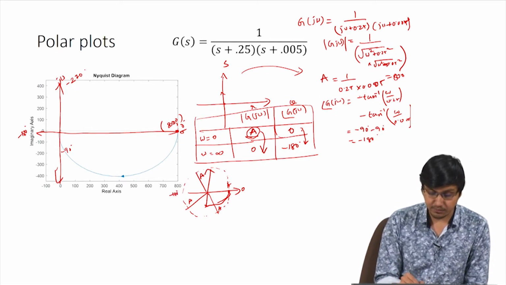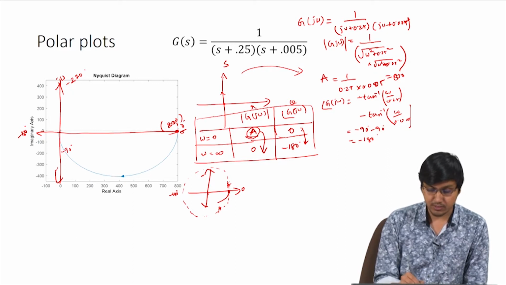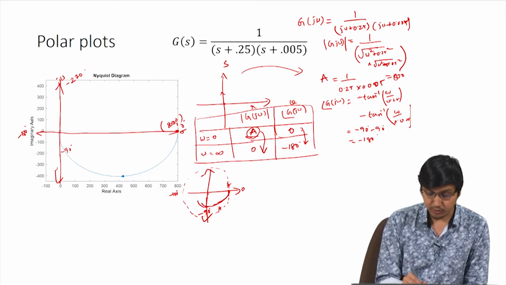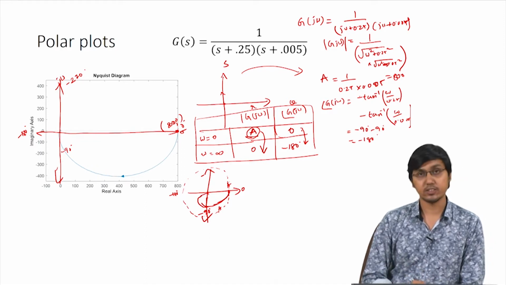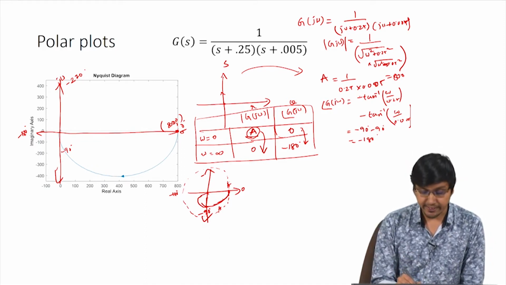So basically it comes, and maybe I will remove all this, yeah, now this is better. So the magnitude decreases and the angle also changes to minus 180 degrees. So towards going to 0, the angle becomes close to minus 180 degrees. So this is how you draw the qualitative plot.